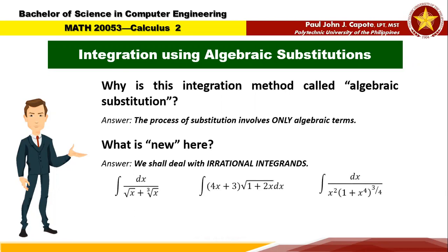Integrands of the form, say, integral of dx over square root of x plus cube root of x. Also have integral, the product of 4x plus 3 and the square root of 1 plus 2x dx. And the integral of dx divided by the product of x squared and the quantity 1 plus x raised to 4 all raised to 3/4.